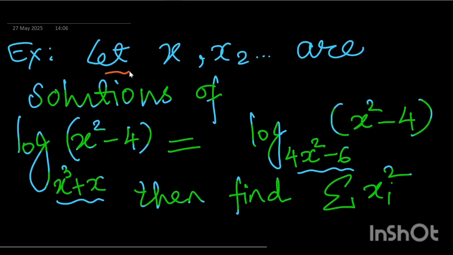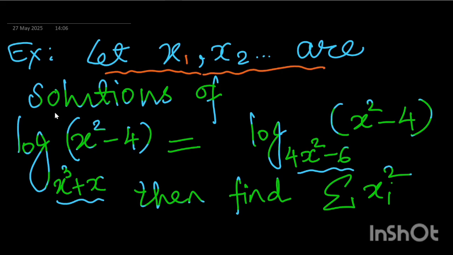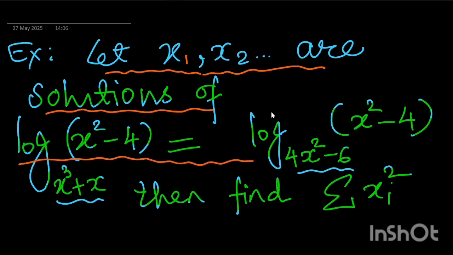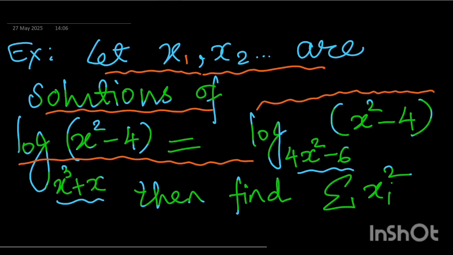Let x1, x2, x3 be some solutions of this equation: log of x square minus 4 equals log of x square minus 4, where the base on the left is 4x square minus 6 and the base on the right is x square plus x. Then find the value of the summation of xi square, guys.